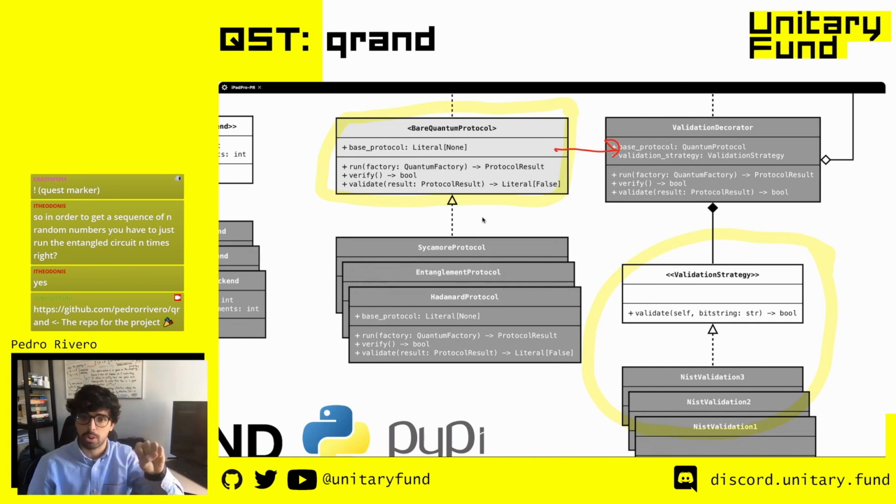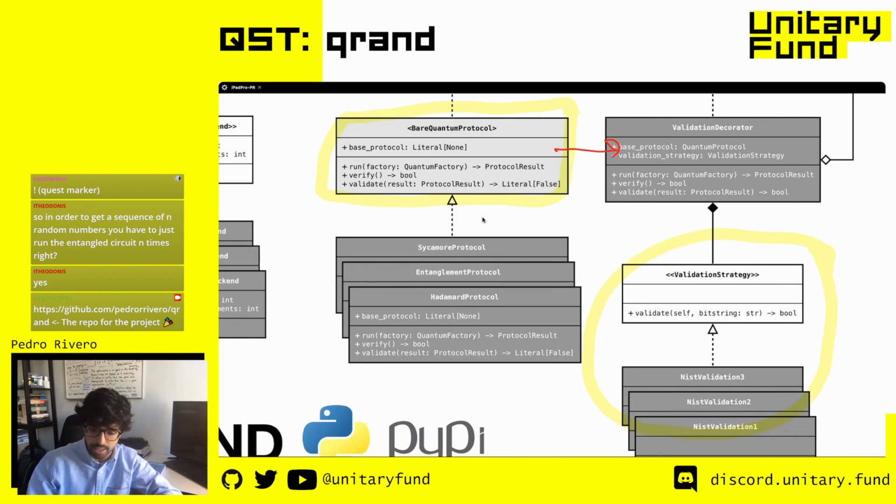We can just have a base protocol, say the entanglement protocol, and then we can add validation. For my particular purpose, I want to validate it in this and that other way, because that's what's important for me, right? So this is allowed by QRAND.